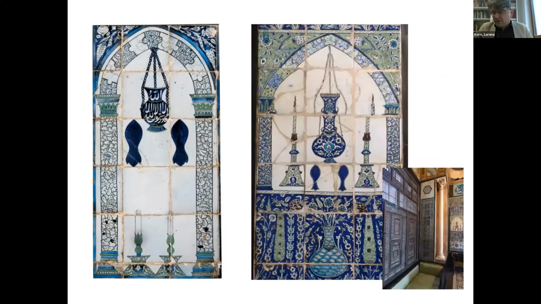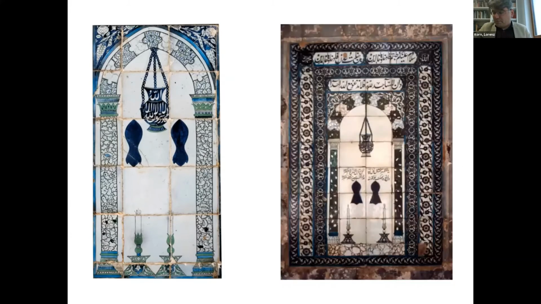Close parallels to the tile panel in the Aga Khan Museum can be seen in other ensembles with similar forms and the characteristic color scheme of pale green and dark blue. They can all be dated to the late 16th century and are attributed to Damascus. One of these mihrab panels forms part of the interior decoration in the Victorian London home of the painter Frederick Leighton, who traveled to the Near East and bought tiles in Damascus in 1873.